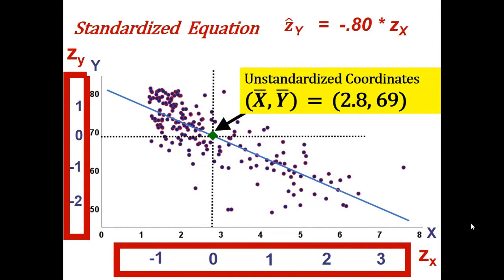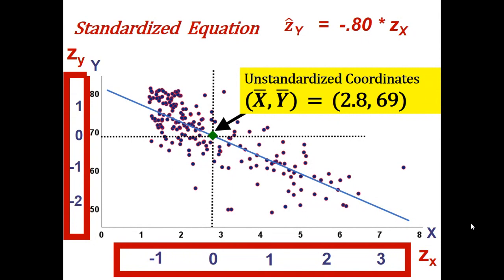Now, you can understand one of the reasons why in the earlier lecture I said that the point of averages is the most important point on a regression line. When you draw a regression line, it has to go through the point of averages.